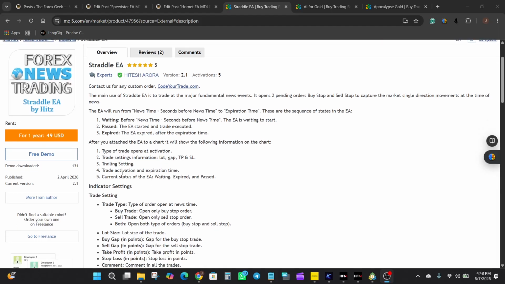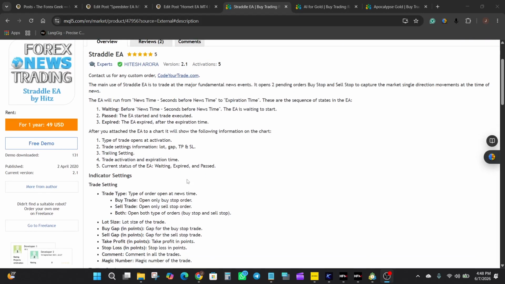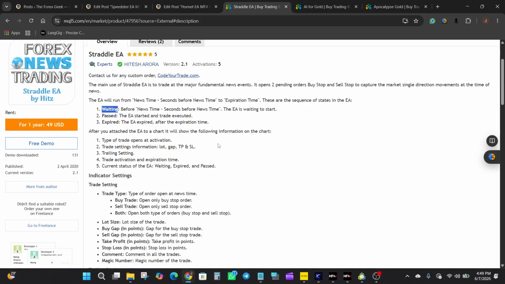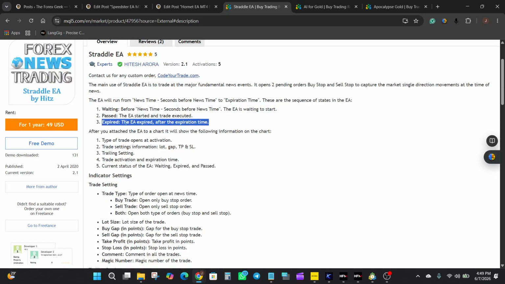Now, looking at the workflow described here, the EA operates in a timed sequence. Before the news event, it stays in a waiting state. Then just before the news time, it activates and places pending orders. Once the setup is triggered and one side executes, it moves into an active trading phase. After the expiration time is reached, it stops placing new trades and shifts into an expired state.